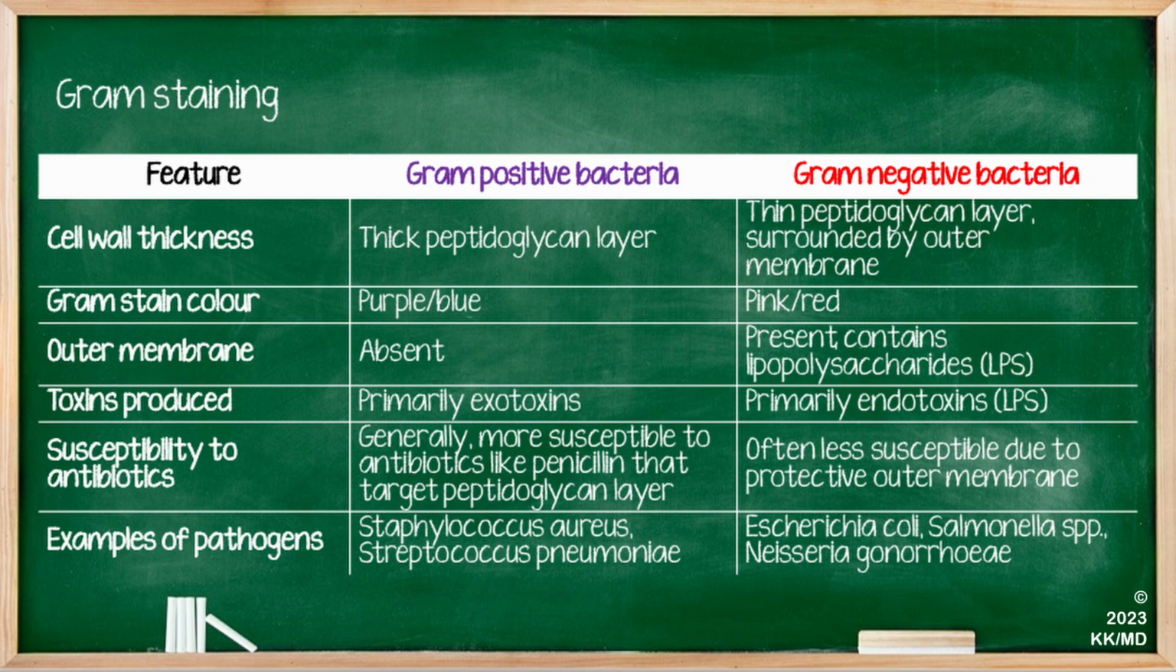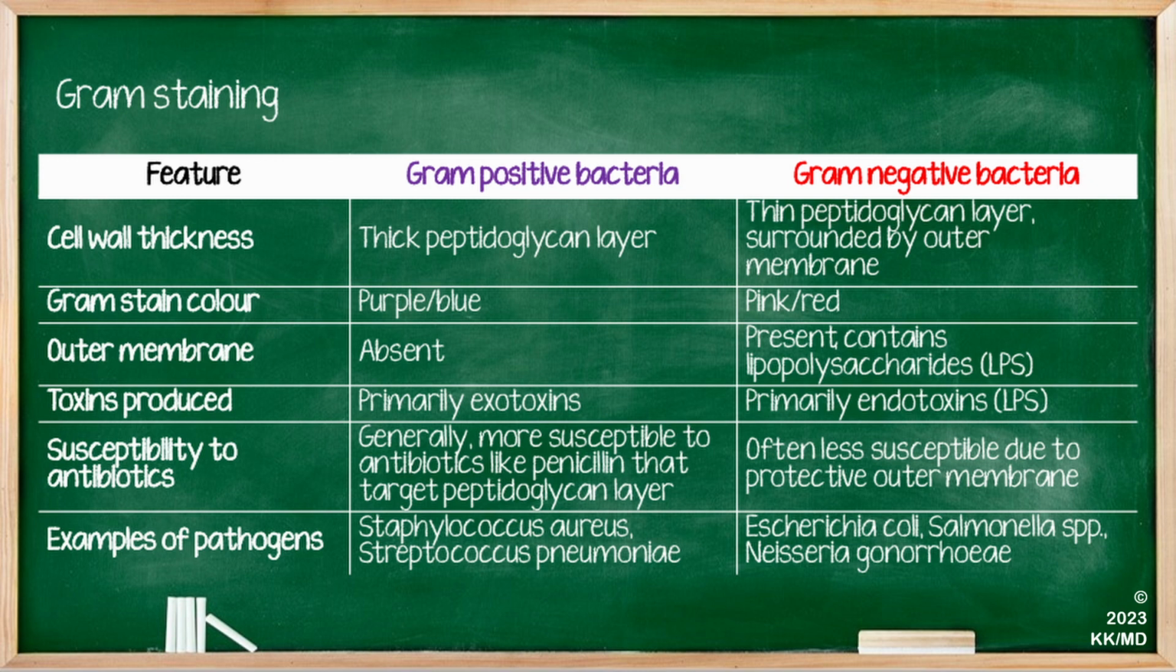We can further differentiate gram-positive bacteria and gram-negative bacteria using other characteristics. Some examples are the toxins they produce. Gram-positive bacteria primarily produce exotoxins, whereas gram-negative bacteria primarily produce endotoxins, although they can also produce exotoxins as well. The susceptibility to antibiotics is also down to the makeup of the cell wall. Generally, gram-positive bacteria are more susceptible to antibiotics, such as penicillin, that target the peptidoglycan layer, whereas gram-negative bacteria are often less susceptible due to the protective outer membrane that they have.